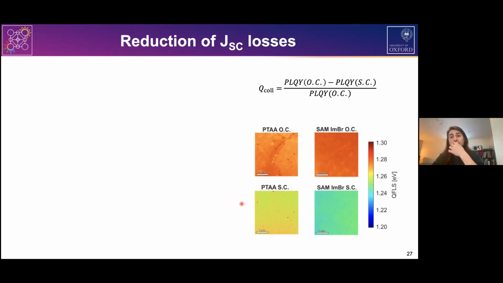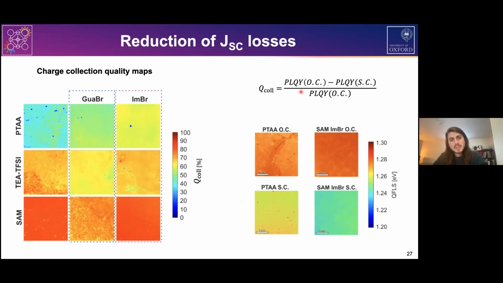By comparing the amount of residual PL remaining in the device, we could assess the quality of the charge collection. So we could reconstruct what we call charge collection quality maps, where we can learn two main things. One is that this is quite a large area, 3 millimeter by 3 millimeter, so we can learn something about large-scale inhomogeneities, for example.